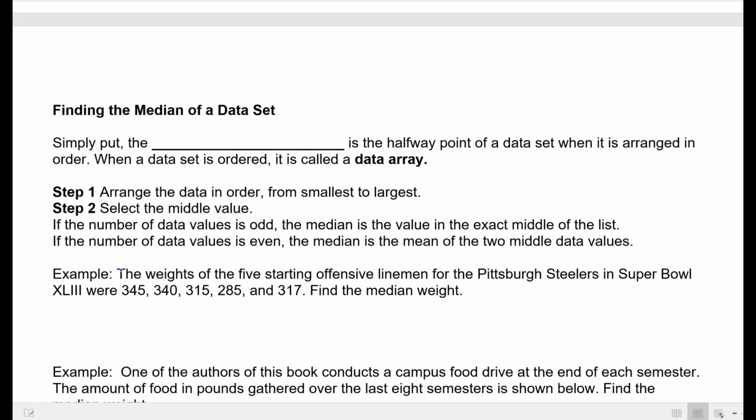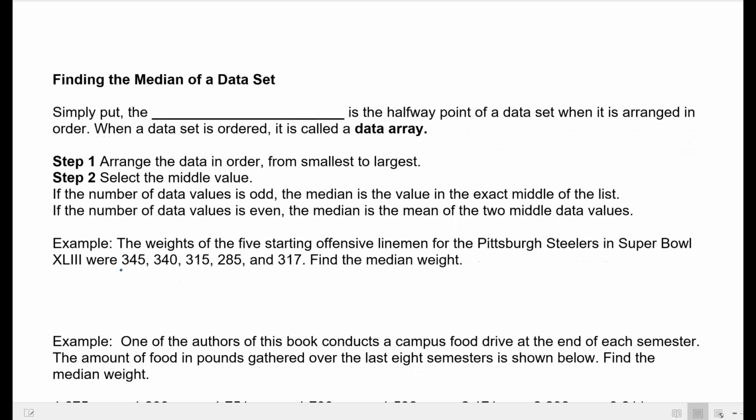All right, so we're going to move on to the next measure of average, which is the median. So the median is the halfway point, which is basically just the middle. But the most important part here is that the data has to be in order.